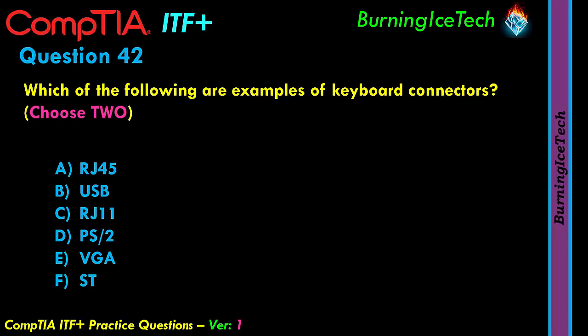Now what is the second answer? Is it C, RJ11? No. Like we said earlier in this video, RJ11 is something we use for telephone cables. That will be a connector we use on the old POTS lines, POTS, for plain old telephone system. It's got nothing to do with keyboards. Is it D, PS2? Yes.